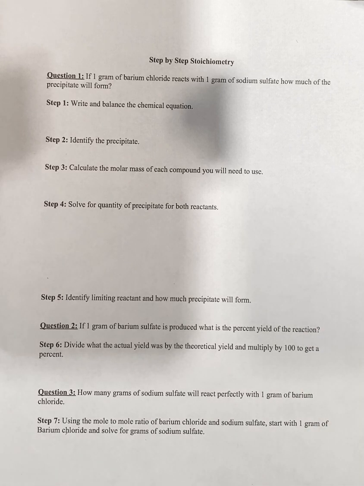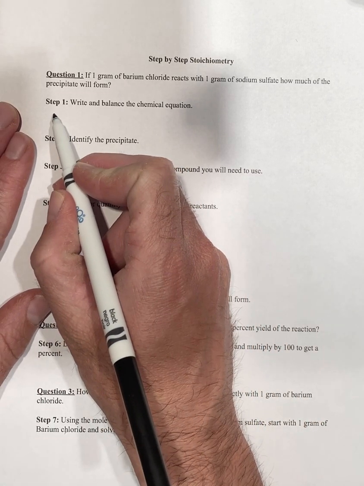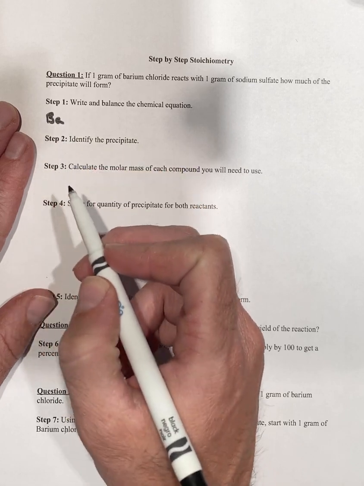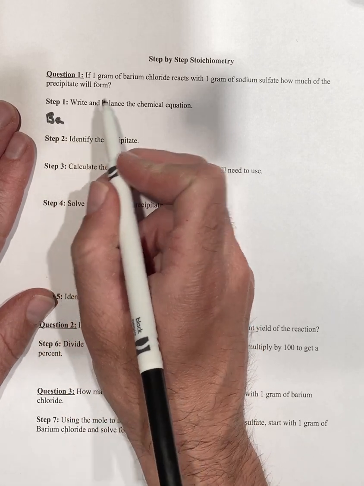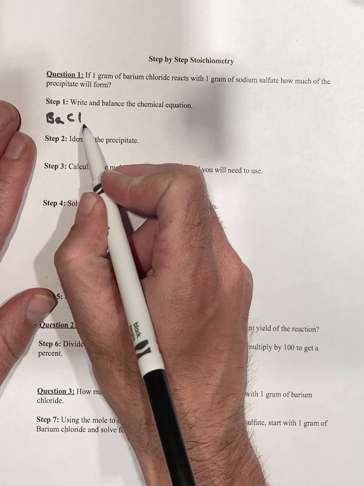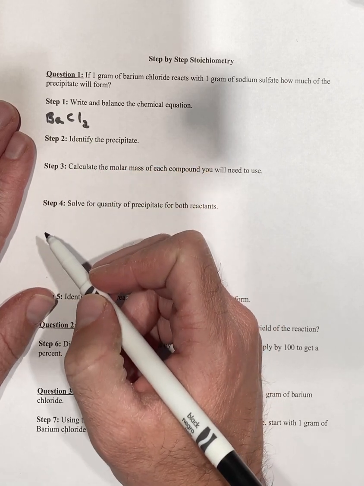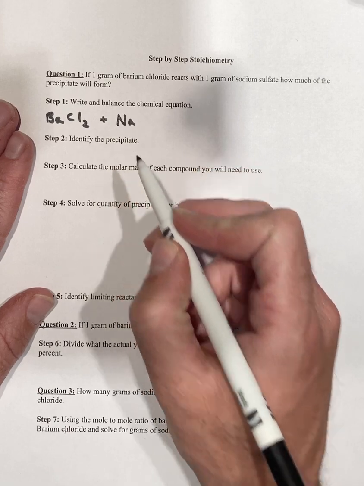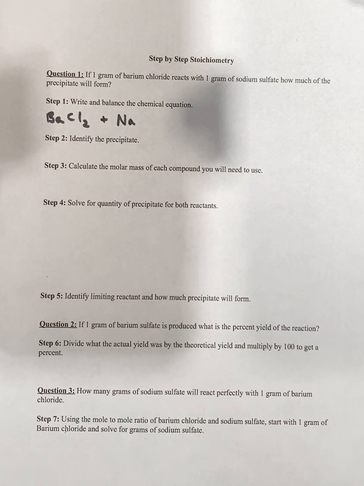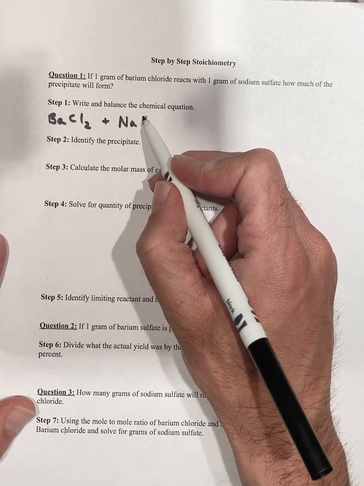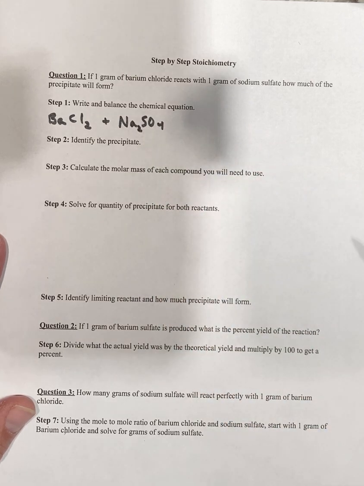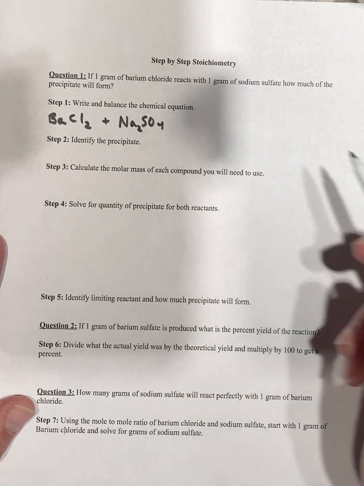A couple of things. First off, barium chloride. If you have to, you can reference your periodic table to see that barium is a +2 charge. Chloride is in reference to chlorine, which is a -1 charge, so we need 2 of those. And then that's going to react with sodium sulfate. Sodium is a +1 charge, and sulfate, if you don't remember the charge, you can refer to the back of your periodic table, and you'll see it's -2. So we're going to need 2 sodiums to get a net charge of 0 with that sulfate.